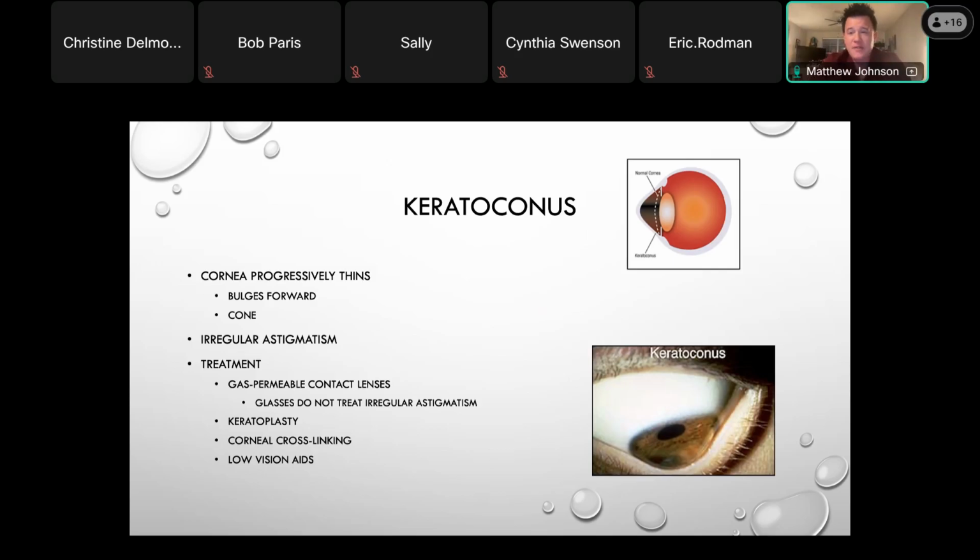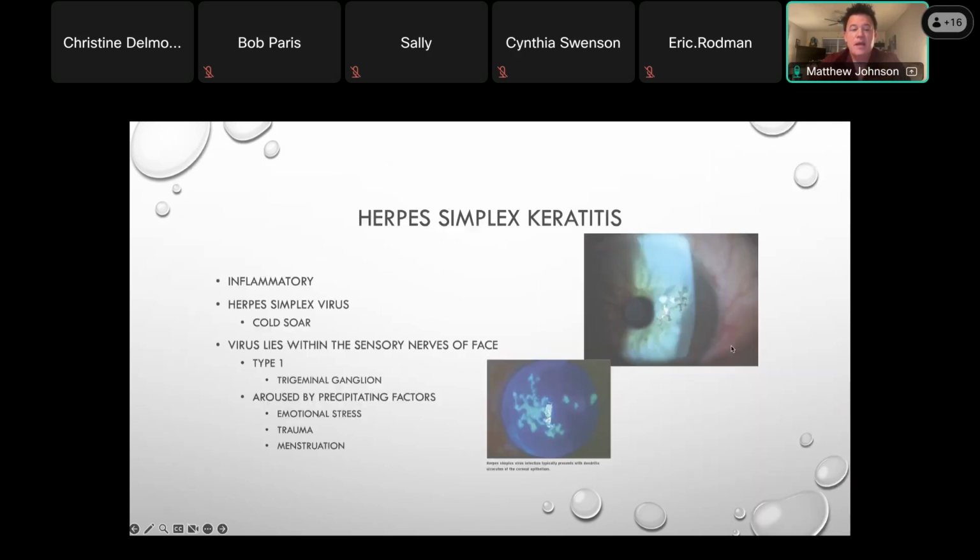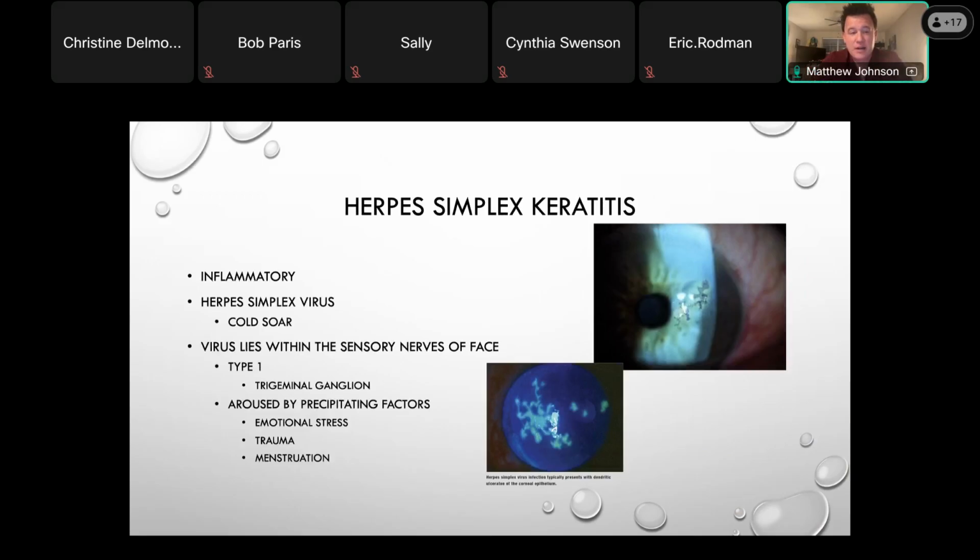And then obviously we may have to use low vision aids if none of the above work, because the vision impairment is now at a point where there's nothing optically we can do. So we need to use some type of special low vision aids or magnification. So that's keratoconus. Next up, we have herpes simplex keratitis.